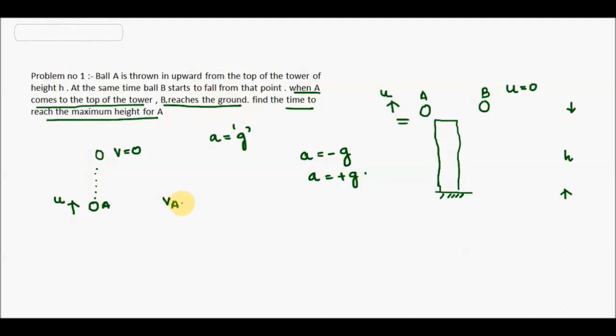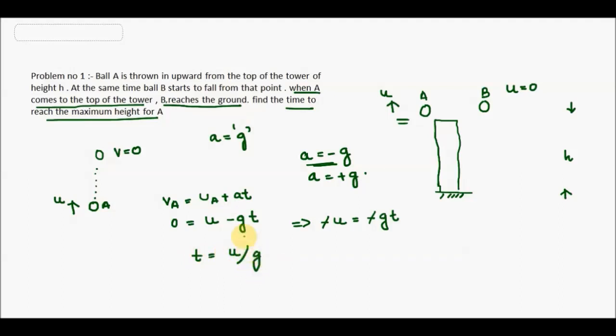So if I write the first equation of motion for ball A, what I will get is v_A equals u_A plus a times t. Since the final velocity is 0, the initial velocity is u, and the ball is moving in the upward direction, I will take acceleration as minus g, and t will be as it is. If I rearrange this, I get minus u equals minus g times t, and minus and minus cancel out, so I get t as u over g.